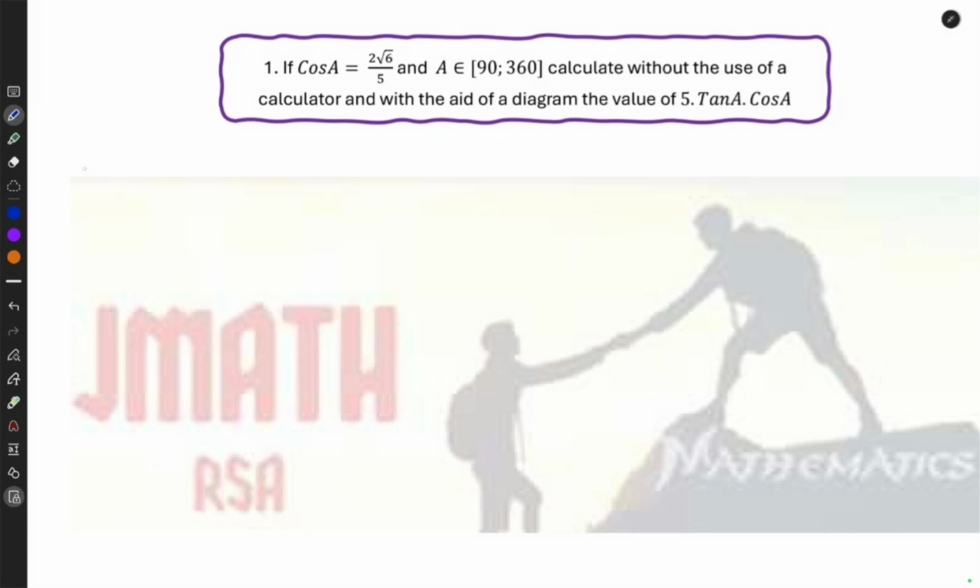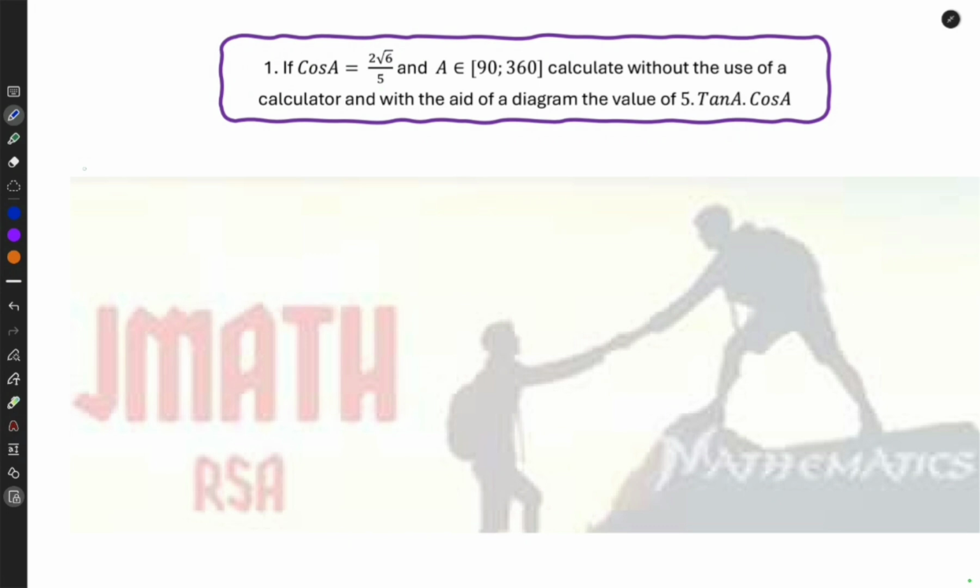Question 1. If cos A is equal to that fraction, and A is an element of 90 to 360, calculate without the use of a calculator and with the aid of a diagram the value of 5 tan A cos A. Now that sentence structure is extremely important because if you read that, it identifies this type of sum. So I'm going to draw a sketch, I'm going to do Pythagoras, and then I'm going to answer their questions.